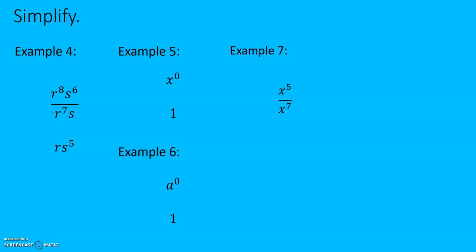Example 7. x to the 5th divided by x to the 7th. 5 x's in the numerator, 7 x's in the denominator. And remember, x divided by x is 1, five times. That leaves 1 over x squared. There are more x's in the denominator than there are in the numerator in the original problem. Please be sure that those x's are in the denominator.